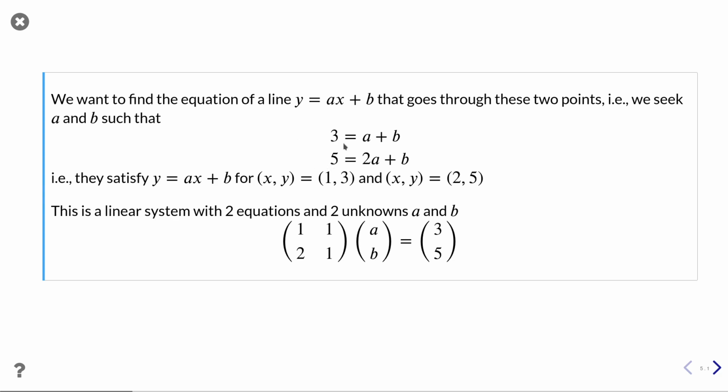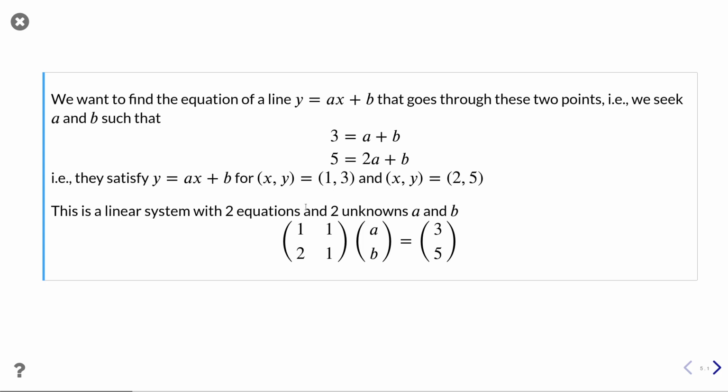So when I replace x and y by 1 and 3 in this equation, what I get is 3 is equal to 1 times a, because x is 1, plus b. And when I replace x and y by 2 and 5 in this equation y equals ax plus b, I get this equation. And so what do we have here? We have a linear non-homogeneous system of equations, because on the left-hand side we don't have zeros. So you know what to do. We want to solve for a and b.